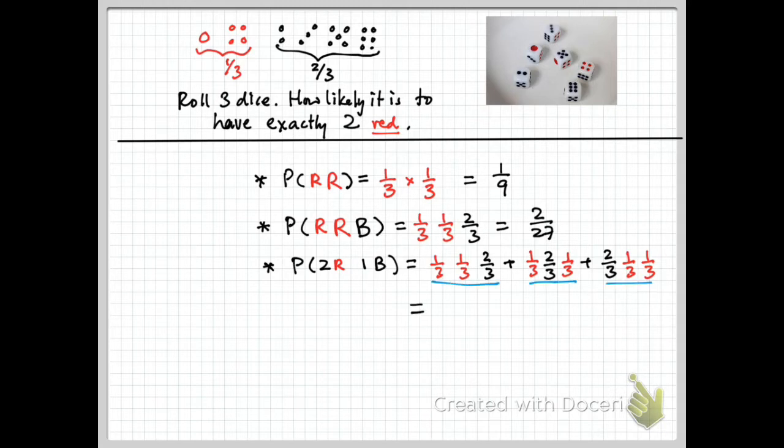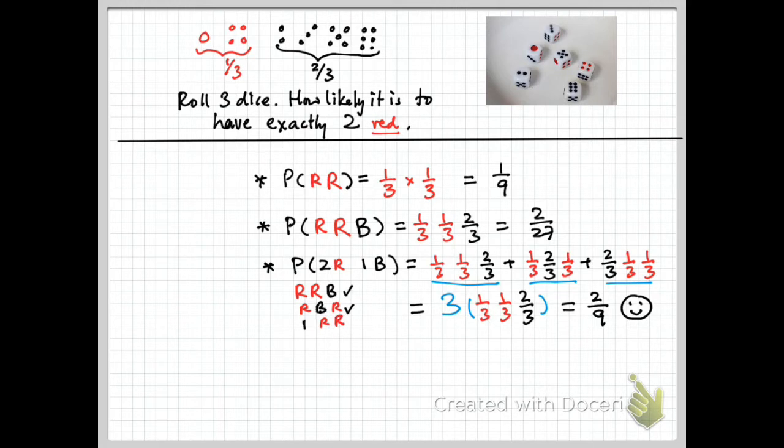So that would be 3 times this one, 3 times 1/3, 1/3 and 2/3. So that would be 3 times that number, and the answer goes to 2 out of 9. This is the correct answer. Because this 2 red and 1 black branch is going to repeat itself 3 times. It can be like this, it can be like this, or it can be like this.